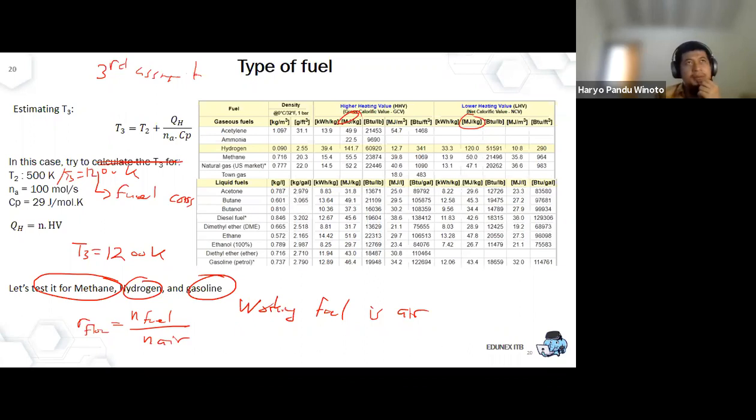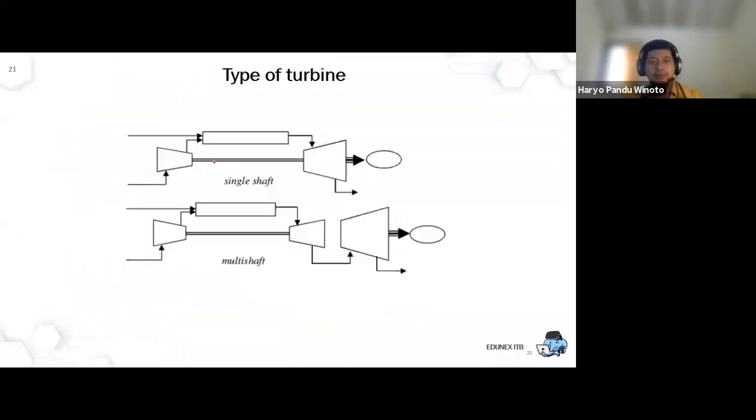But maybe, is it going to be significant or not significant? It depends on your calculation. Okay, that's it. And then type of turbine. I just copied and pasted it from Professor Harris' book.